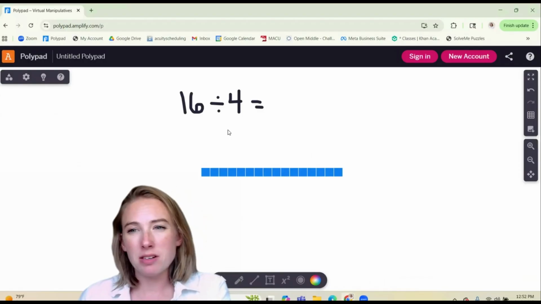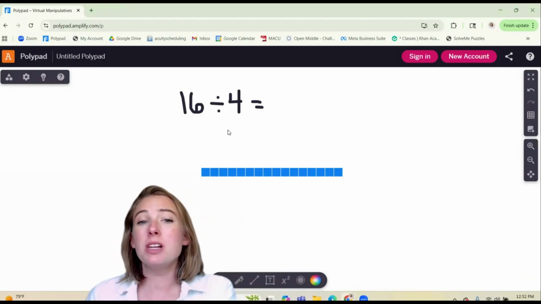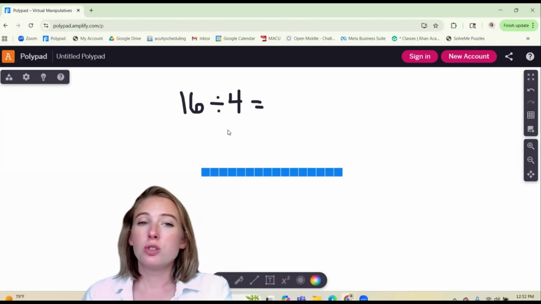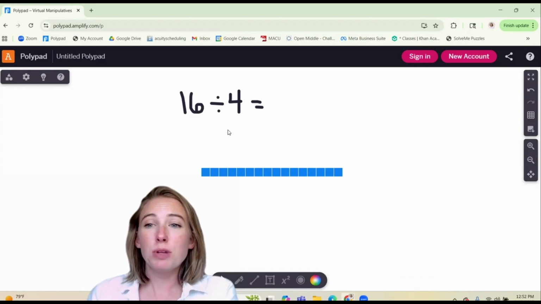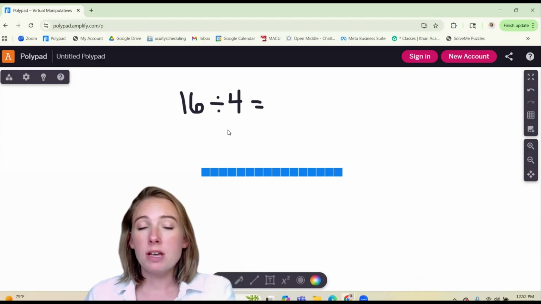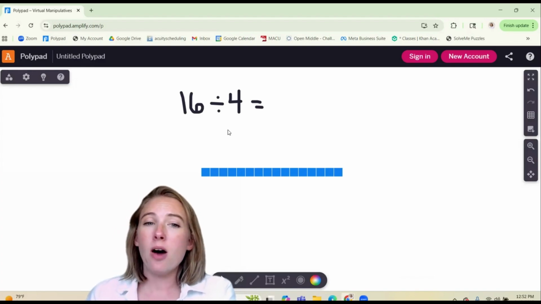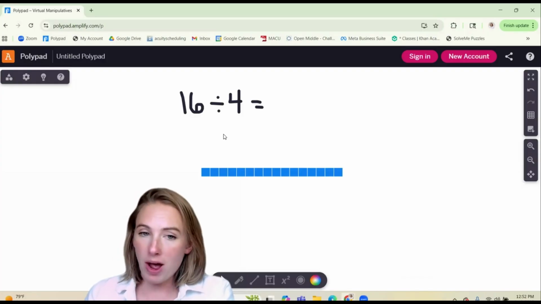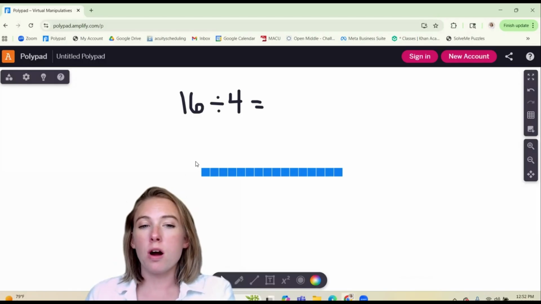There's two different ways to think about division. We can think about it as finding how many groups are in a number, or we can think about it as splitting that number into that many groups. So we could think about it as 16 split into 4 equal groups, or we could think about it as 16 and how many groups of 4 are in 16. We're going to think about it in that way. So we're going to see how many groups of 4 are in 16.